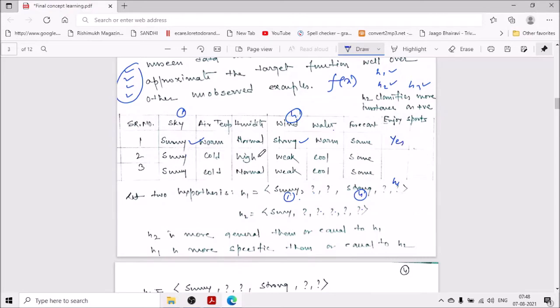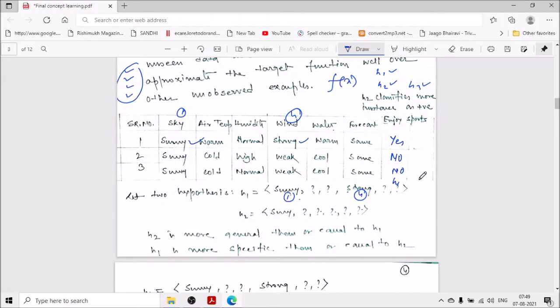Third case: is sunny and strong there? No, only sunny is there. Here it is weak. So if we use H1, it will give the answer no. In the third case, it is sunny and weak. Sunny and strong would satisfy both attributes, but here it satisfies only the first attribute. It is not satisfying strong. So that's why here it should be no.